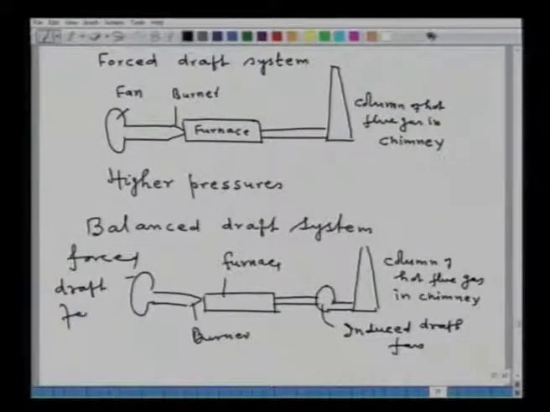So, the advantage of this is that the pressure inside the furnace will always be balanced. So, the problem which was there in the forced draft system, that the leakage, will not be there, but this balanced draft system is a complicated one and it requires several controls. Well, these are the 4 types of systems available to regulate the flow of air during the combustion process.